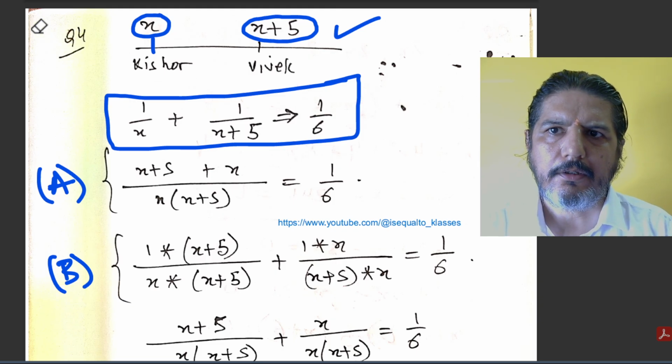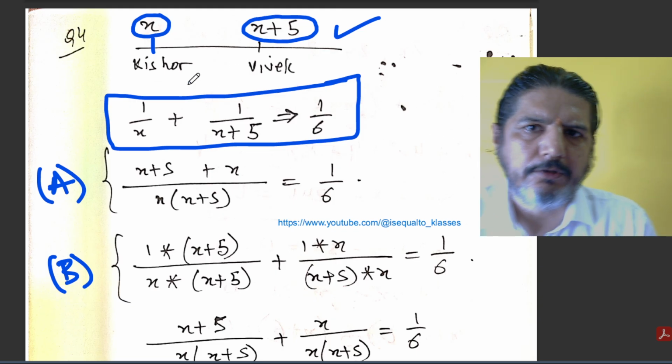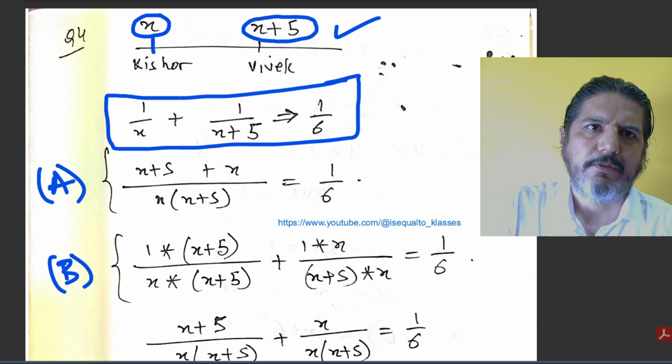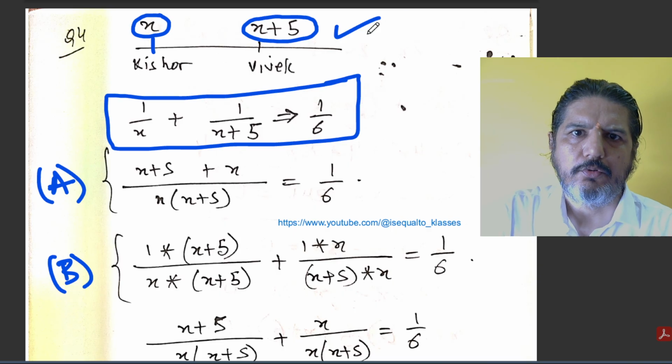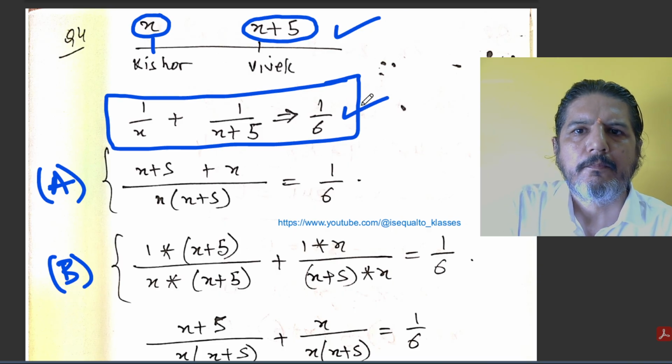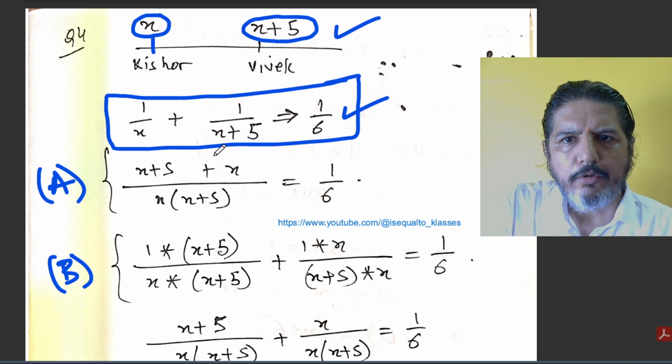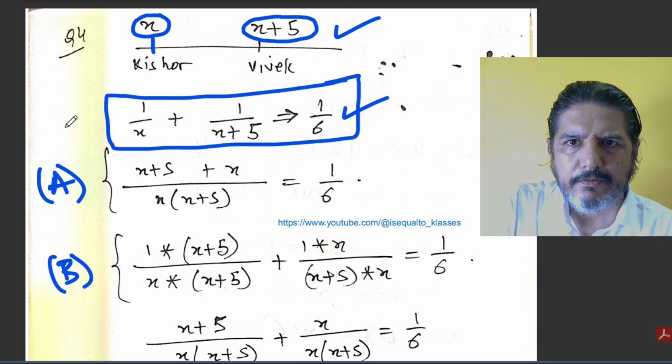Once you take the reciprocals, so 1 by x and 1 upon x plus 5, then the sum of the reciprocals is 1 by 6. So our answer is 1 by 6. Now how do we solve this equation?